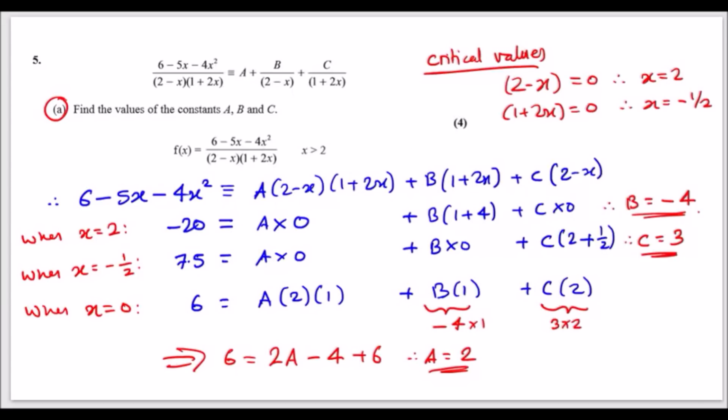Ooh, let's have a look. Alright, so A. Find the values of constants A, B, and C from this type of partial fractions. Okay, so this is super easy.